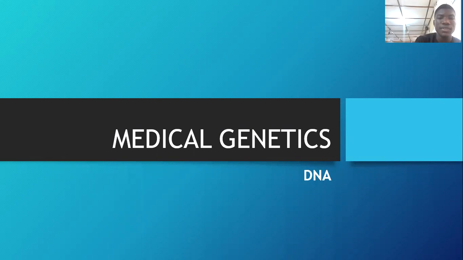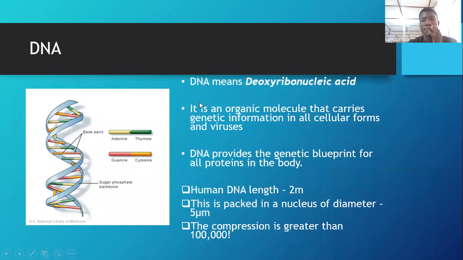So we are looking at medical genetics, and today we'll look at DNA. Now, DNA, as you can see the structure here, is known as deoxyribonucleic acid. We'll explain why it is a deoxyribonucleic acid. But first of all, we should know that it is an organic molecule that carries genetic information in all cellular forms and viruses.